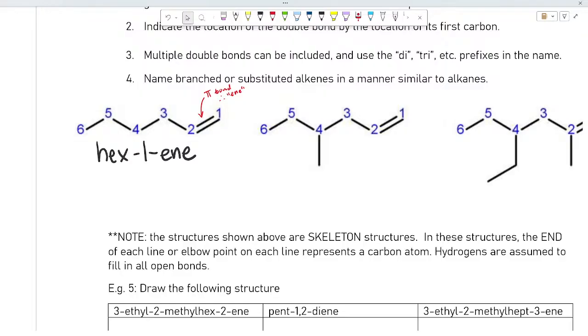And obviously, if it says carbon 1, it's going to go from carbon 1 to carbon 2, right? So they don't say 1, 2 ene. They don't say like between it. They just tell you where it starts, the lower number that it starts at.